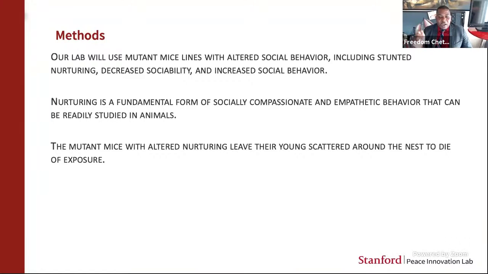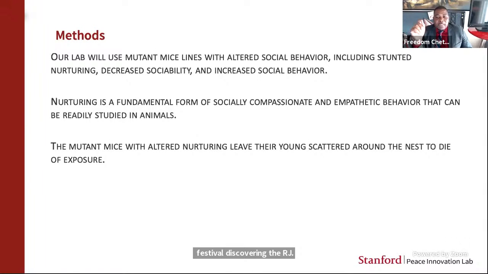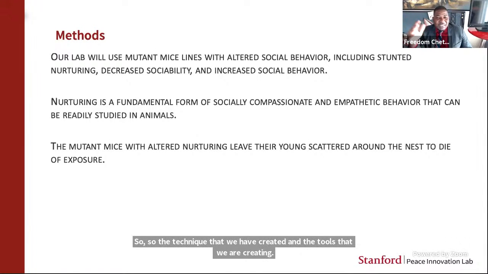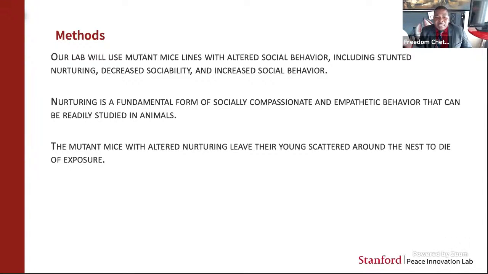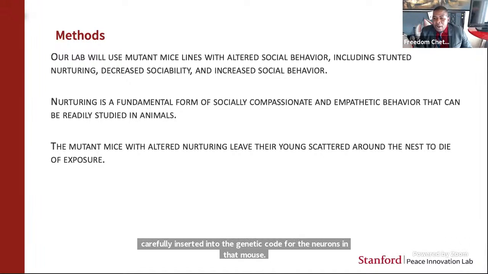And the genetic code for the opsin must be carefully inserted into the genetic code for the neurons in that mouse. And so if this is done correctly, every neuron in that mouse should have the opsin, and that would alter its behavior. So because now we understand a lot about the genetic code of the mouse, we can choose where to put the opsin. We can insert the code into a specific type of neuron or into a specific location in the brain, and we can choose exactly which neurons we want to control.